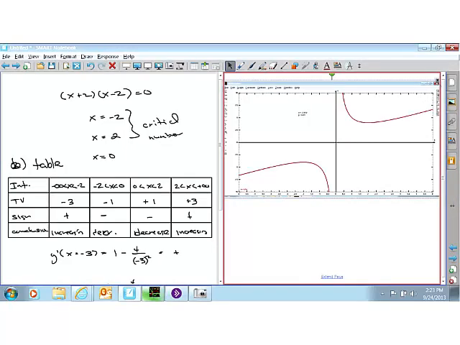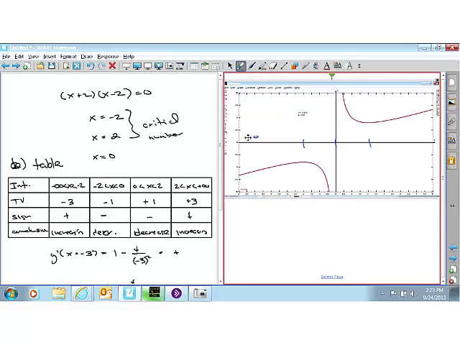So there we go. What we did was we found that there were critical numbers at x equals negative 2, which is right here, and at positive 2 and at 0. So we broke the interval up.